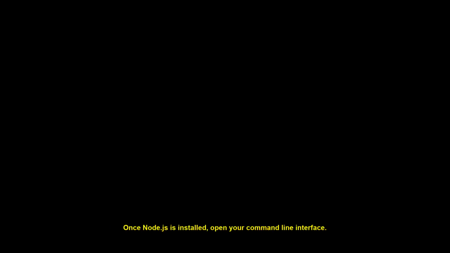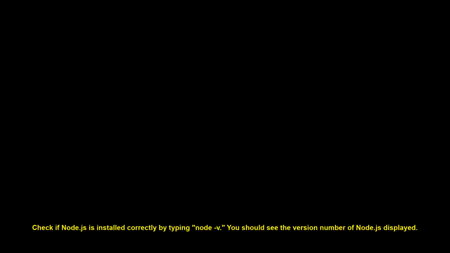Once Node.js is installed, open your command line interface. Check if Node.js is installed correctly by typing node -v. You should see the version number of Node.js displayed.